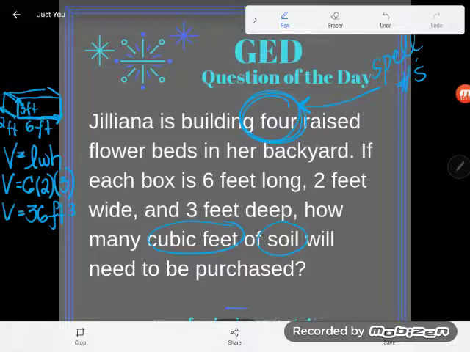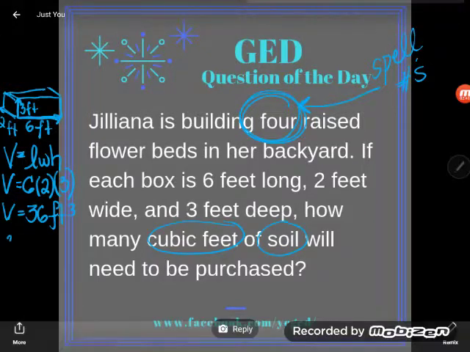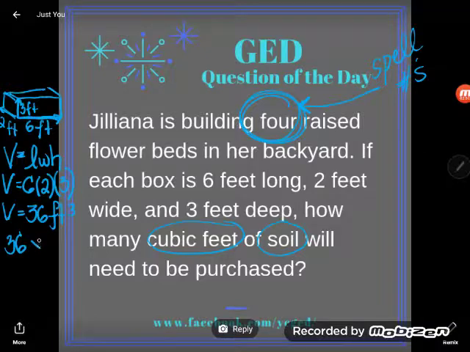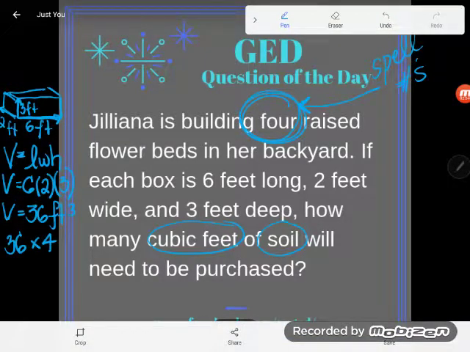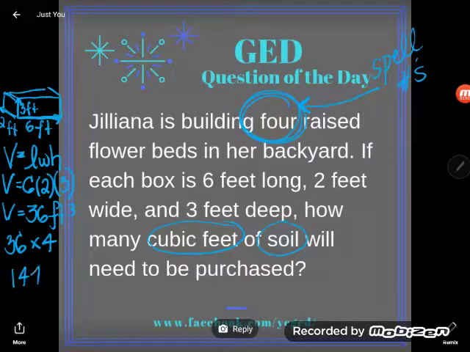I've figured out the volume of one of these boxes. I can fill one of these boxes with 36 cubic feet of soil, but I have to fill 4. So I'm going to need to take this measurement that I got and buy that much soil 4 times, or multiply it by 4. So 36 times 4 gives me a total of 144 cubic feet to purchase.